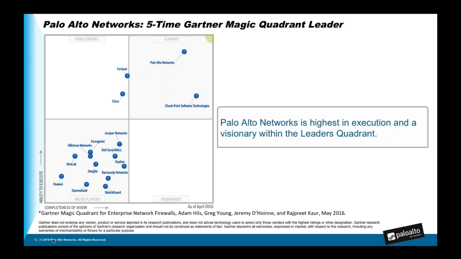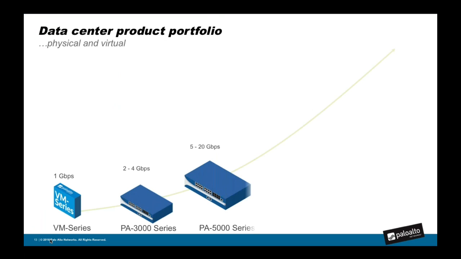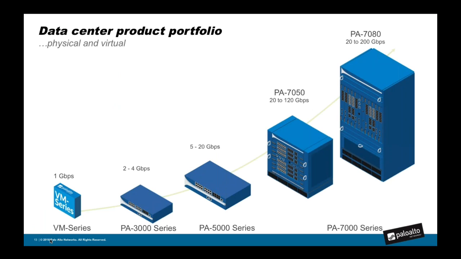Coming to our data center security portfolio, I quickly wanted to give a short overview of what our product portfolio really looks like and what are the platforms which are integrating with Big Switch Networks, Big Cloud Fabric. So on the virtual side, we have VM-Series, which essentially is our virtualized next generation firewall. It runs the same software which runs on our physical appliances.